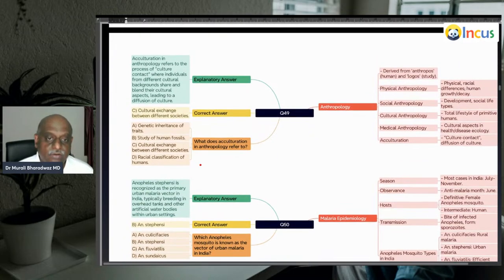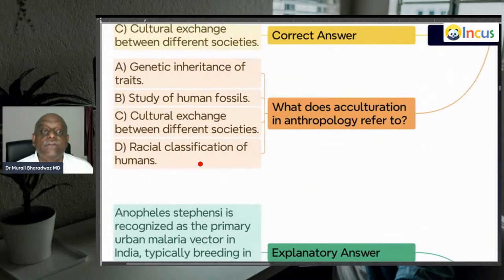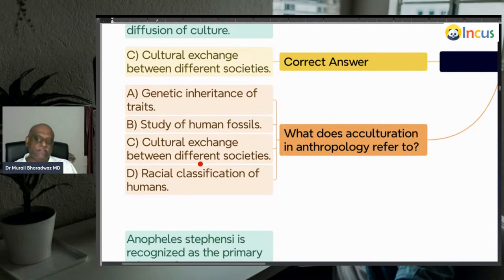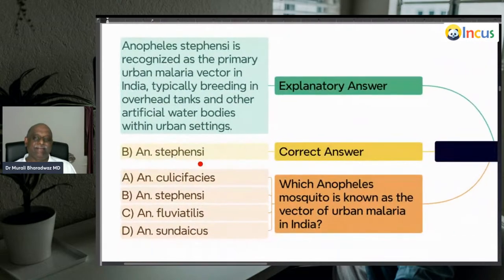Now, doctor, what is the meaning of acculturation, that is culture exchange between different societies? Like Sonia Gandhi ji, came from Italy and became Bharat ki bahu, wore a saree like Indians, spoke like Indians, yet still thinks like an Italian, right? So it is a combination of the two. Cultural exchange between two different societies is acculturation.